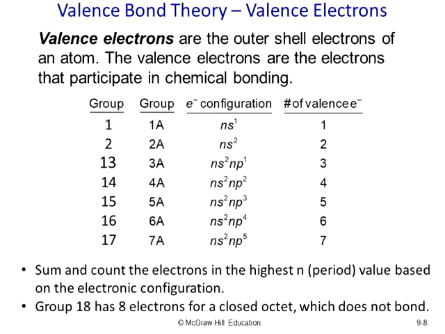You should also recall that to determine the valence electrons, we simply count the number of electrons in its highest N period. And we also note that group 18 is a closed octet, and we do not consider its valence electrons in discussions of bonding. Noble gases do not bond with other atoms.